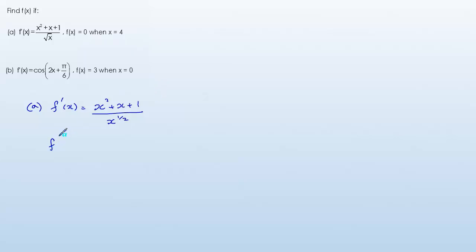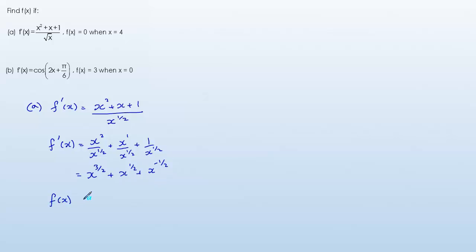So we need to tidy this. Now you can do that by bringing this up here as x to the negative half and expanding, or by splitting the fraction. I'm going to split the fraction. That's x to the 1, remember. So that's going to be, subtract the indices, x to the 3 over 2. This one's going to be x to the half, and this one will be x to the negative a half.